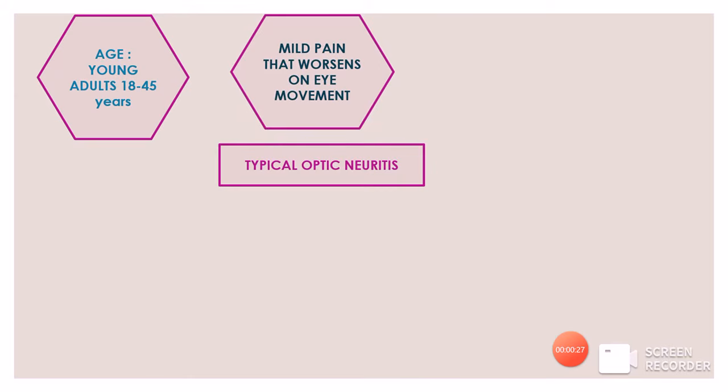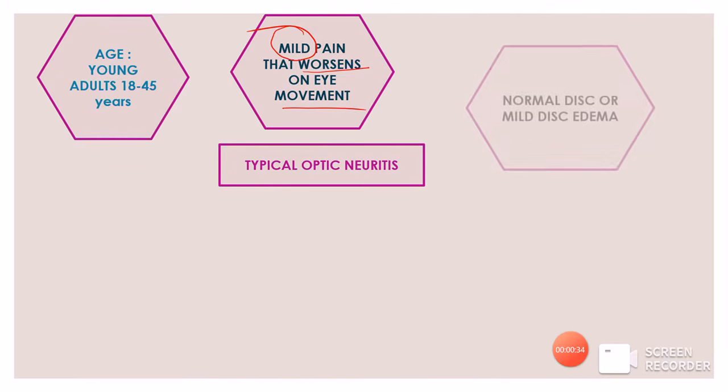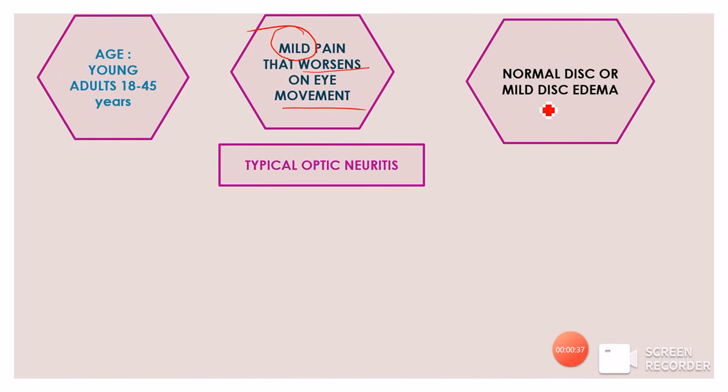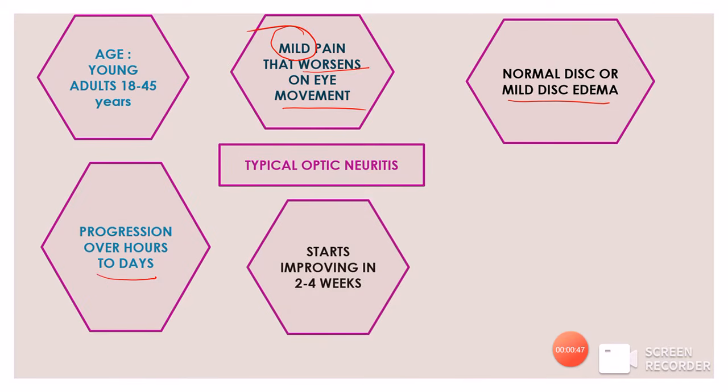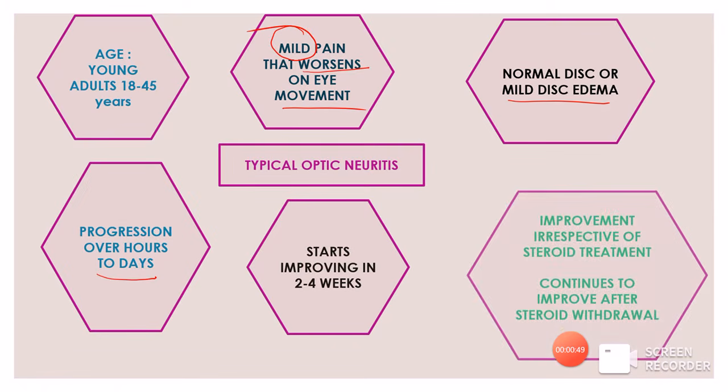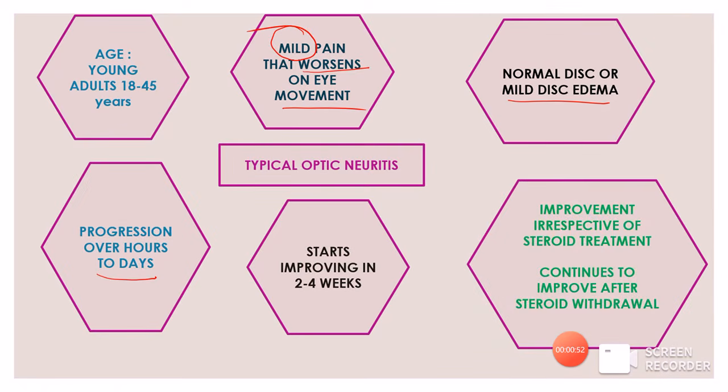There will be pain, and the pain is always mild, and that pain will become worse on eye movement. The disc will usually be normal, or there might be mild disc edema. The progression is very quick, from hours to days, and then the improvement will start from the second to fourth week onward, and the improvement will be there irrespective of the steroid treatment, whether you give steroids or you don't give steroids. And even after we stop steroids, there will be no recurrence. So these are the features of typical optic neuritis.